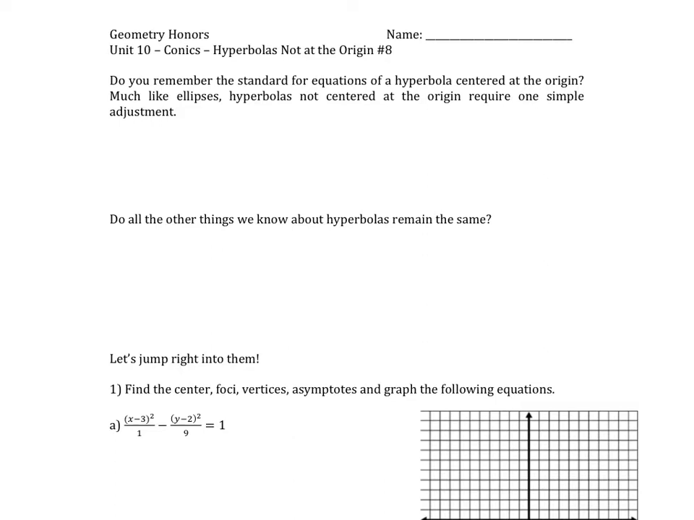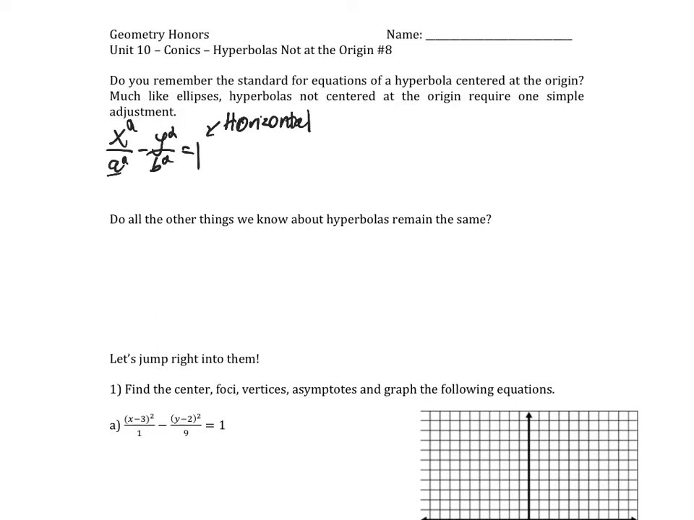All right, so going back to hyperbolas, do you remember the standard equation of a hyperbola centered at the origin? There were two of them, right? There was a horizontal and then a vertical. So the horizontal was x squared over a squared minus y squared over b squared equals 1. This is your horizontal. Remember that a always came first. In ellipses, a was always the bigger value. In hyperbolas, a always comes first.